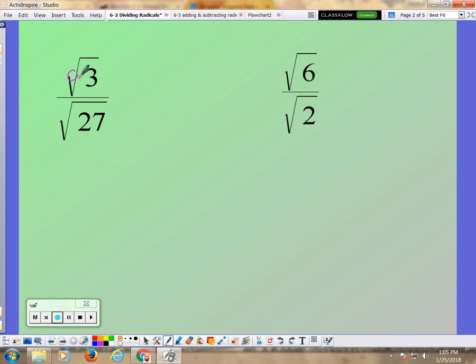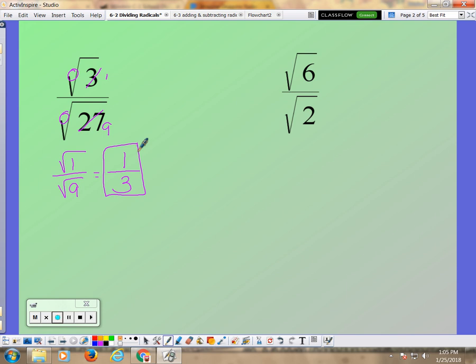Well, if the index numbers are the same, you can reduce what's inside those radicals just like you do a normal fraction. So in the case of this problem, I recognize that 3 divides into both 3 and 27. So that leaves me with the square root of 1 over the square root of 9, which equals, well, what is the square root of 9? 1. 1. What's the square root of 9? 3. So 1/3 is my answer.